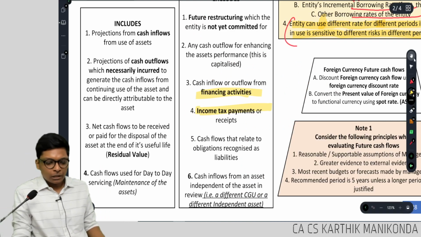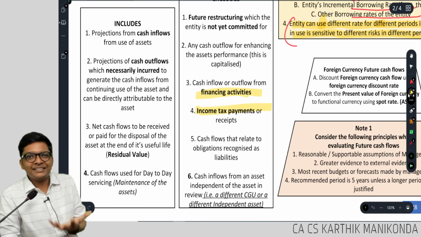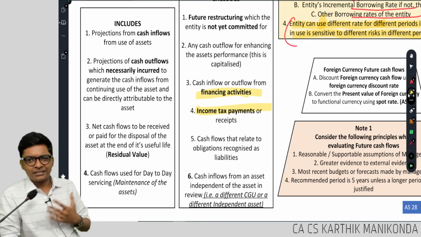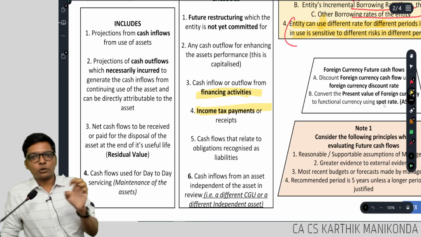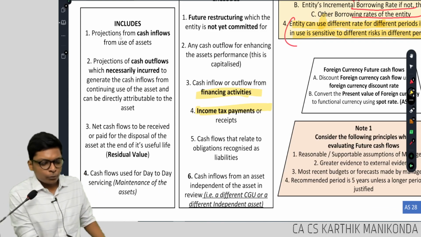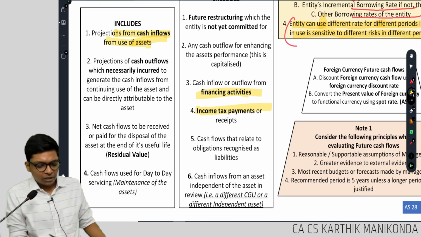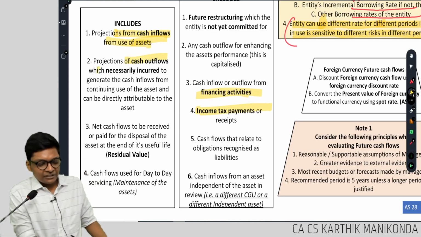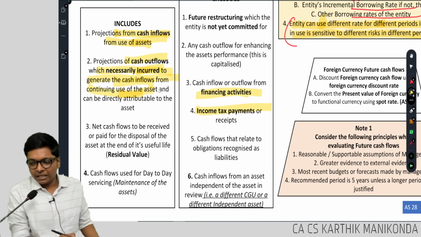So now if you come here, look at this, includes. Should I mug up this includes and excludes? If you want to waste time, you mug up. Otherwise, be aware of the concepts, nothing to mug up. Accounts will not ask you, in an MCQ, what is included in value in use and what is excluded. So projected cash inflows from use of assets, our cab example, 3,200. Cash outflows which are necessarily incurred to generate the cash inflows. Petrol is necessarily incurred to generate the cash inflow.